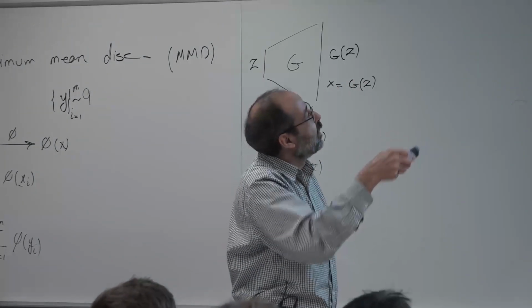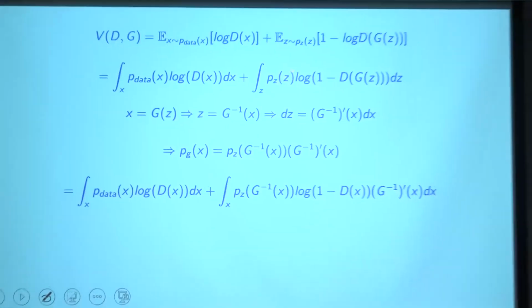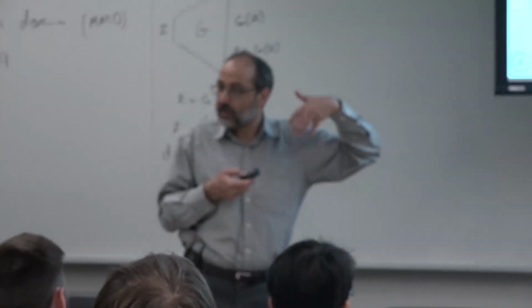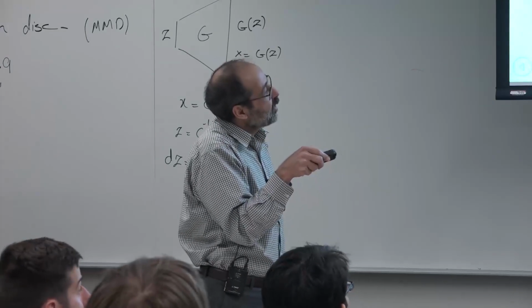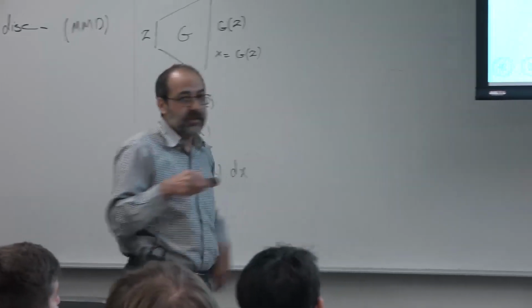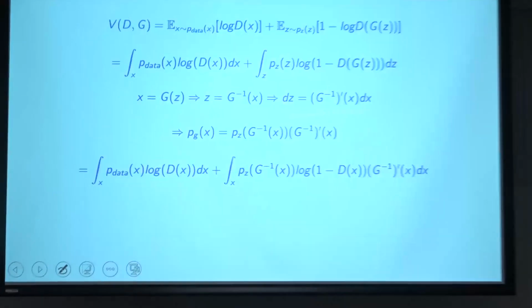So the first term will not change. In the second term, whenever I have Z, I change it to G inverse X. And G(z), I will change it to x. G(z) is x and z is G inverse x. So I would like to rewrite everything in terms of x. So I rewrite everything in terms of x here, and my dz basically would be just G inverse prime x dx. So I have everything here in terms of x.